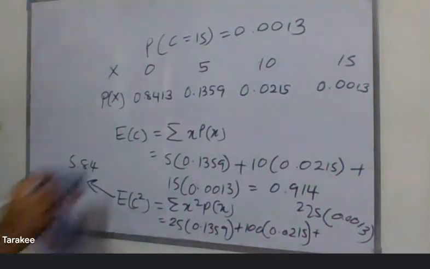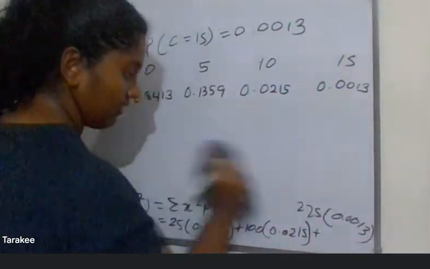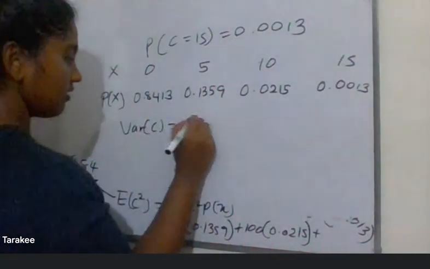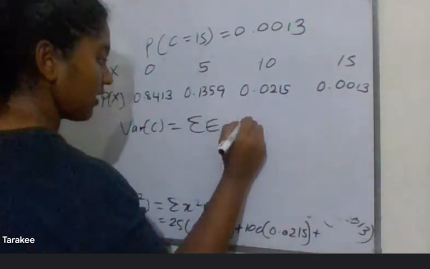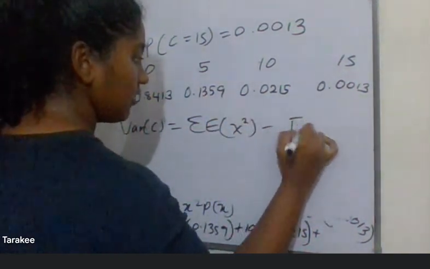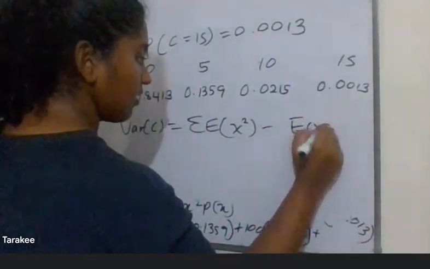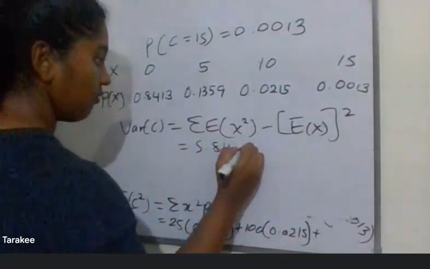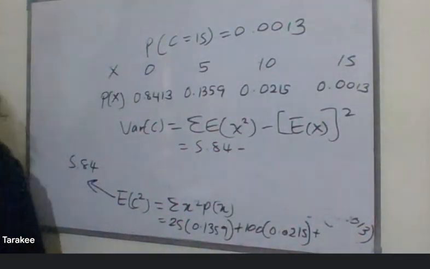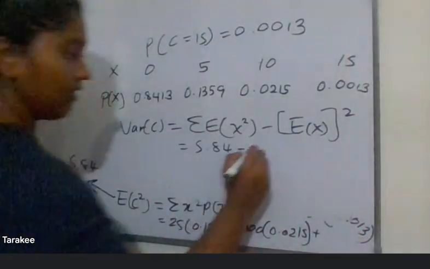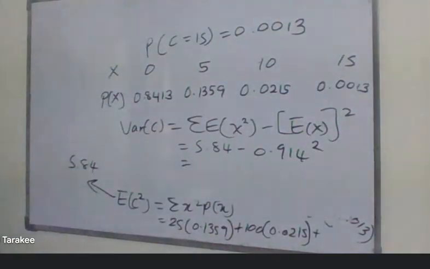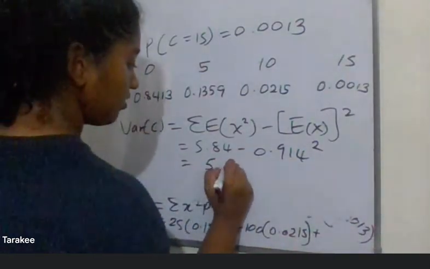Then we calculate the Var(C), which is E(C squared) minus E(C) whole thing squared. So 5.84 minus E(C), which is 0.914 squared. So the final answer you get is 5.005.